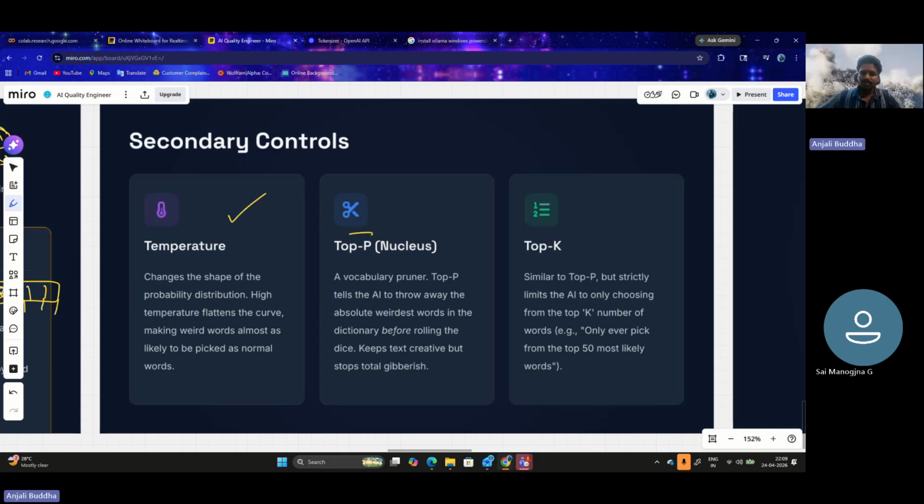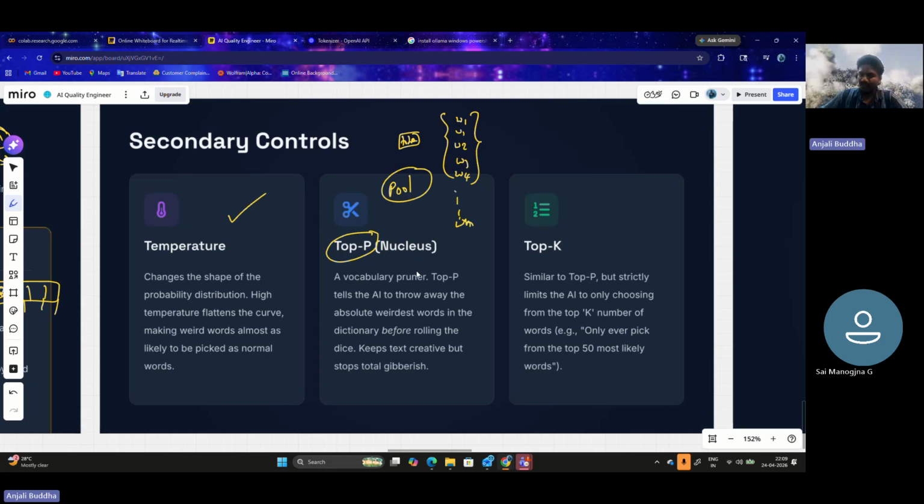So let's understand what top P is. P means pool actually. Let's say the first token is generated, token one. Now it has to select token two, and there is a list of words, token one, token two, token three. There could be many tokens.